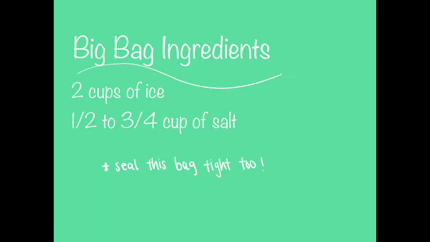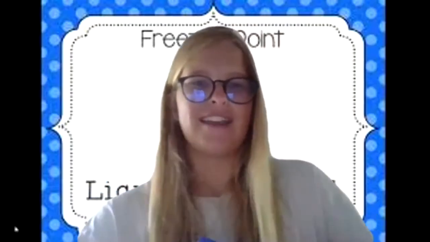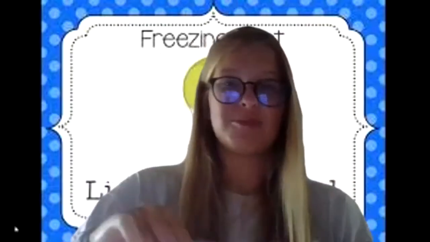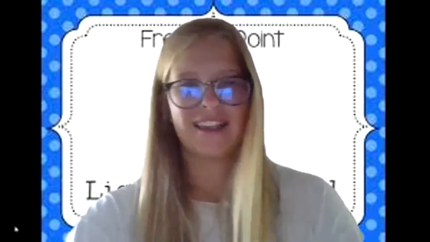Next, put 2 cups of ice into the big Ziploc bag. And then you're gonna add 1/2 cup to 3/4 cups of salt into your ice bag. And after that, place the sealed small bag inside of the big bag with ice. Make sure that you seal the big bag really tight because you don't want anything spilling.